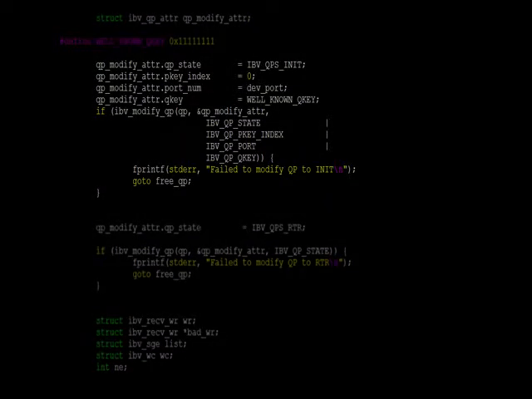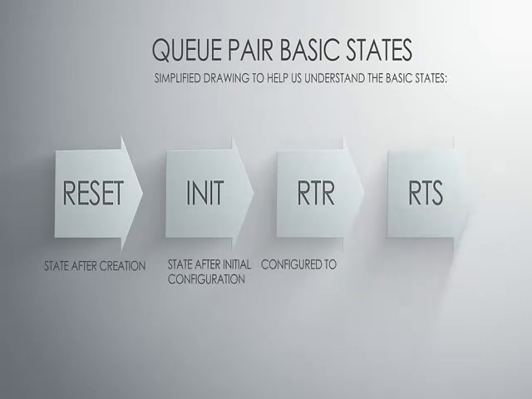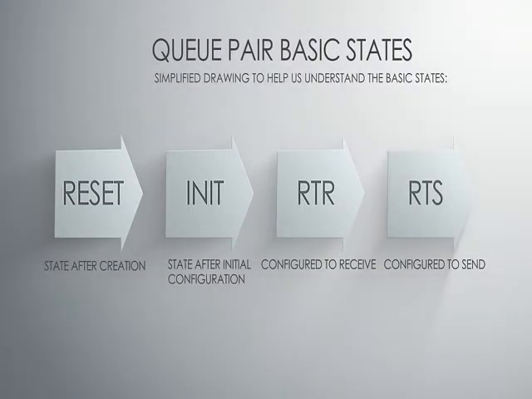After posting all the needed receive buffers in init state, we are now ready to let the queue pair handle incoming data by moving it to the ready to receive state. As this is a receive-only queue pair, it is no longer necessary to move the queue pair to the ready to send state. We can stop the transition process at ready to receive.